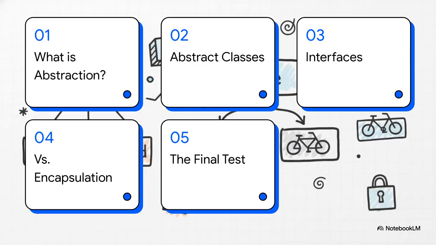Okay, here's our game plan for today. 1. What is abstraction? 2. Abstract classes. 3. Interfaces. 4. Abstraction versus encapsulation. And 5. The final test. Let's jump right in.